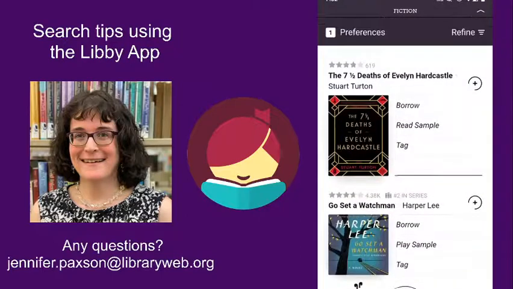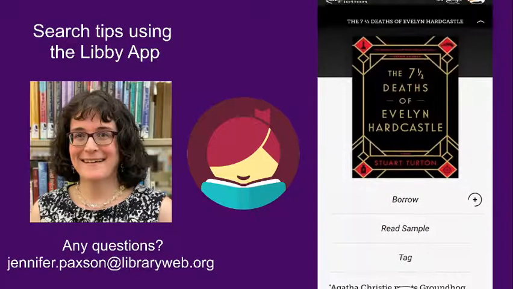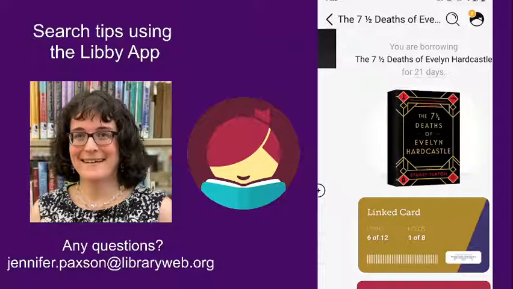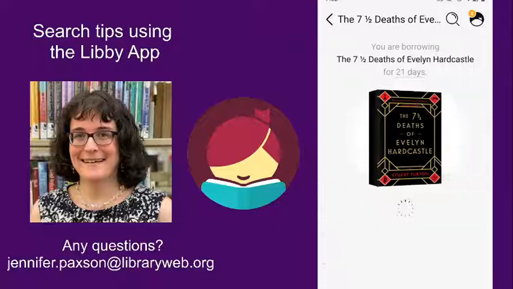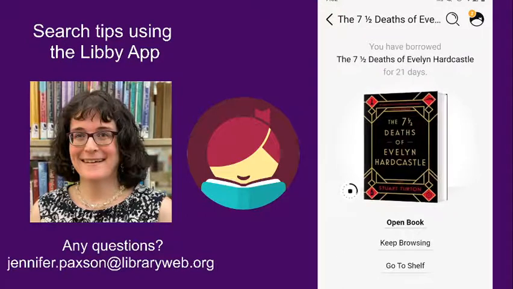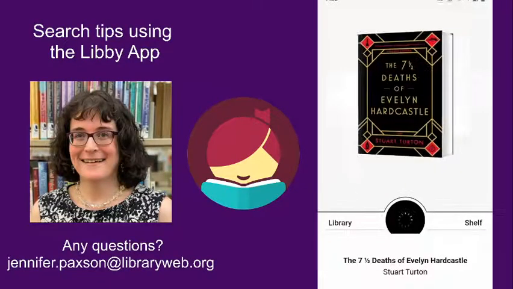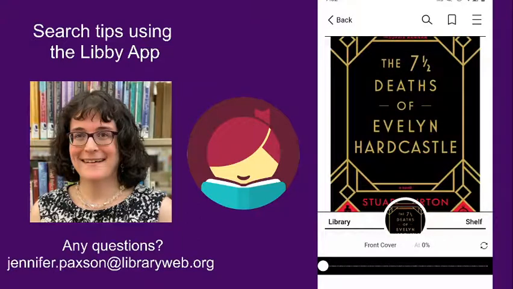So if you want to check something out, you tap on the cover and hit the word borrow, and underneath it'll tell you how many books you've got checked out and how many holds you have. You tap borrow, and then it'll say that we've got this for 21 days. If you're connected to the Wi-Fi, it'll automatically download, so you don't have to be connected after that. And see the checkbox on the side, that means that it's always going to be available even if you're not online. Hit open book and you'll be able to start reading.